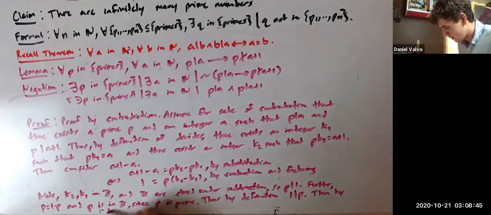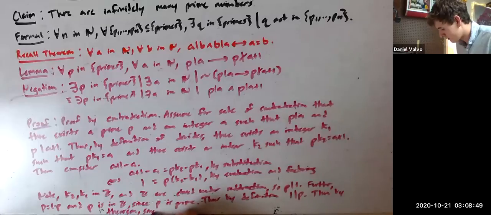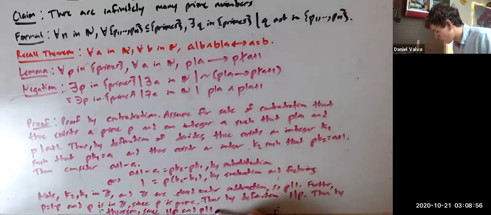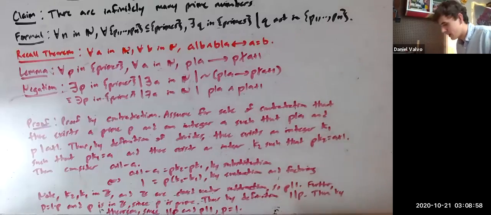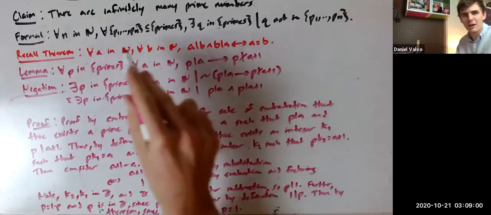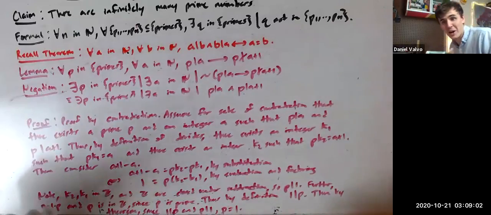Then, by theorem, since 1 divides p and p divides 1, p equals 1. That's where you use this beautiful red theorem here that I proved like weeks ago.